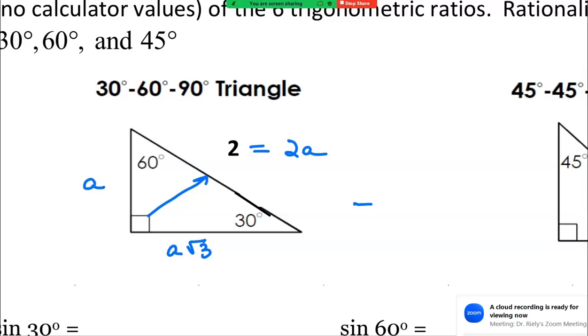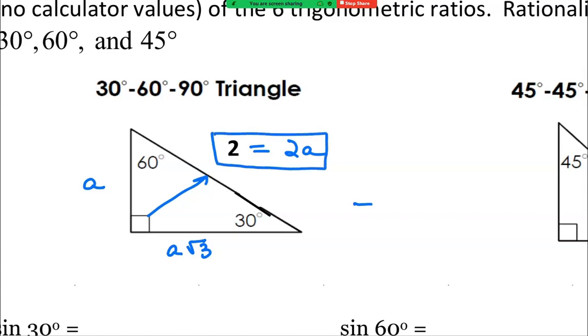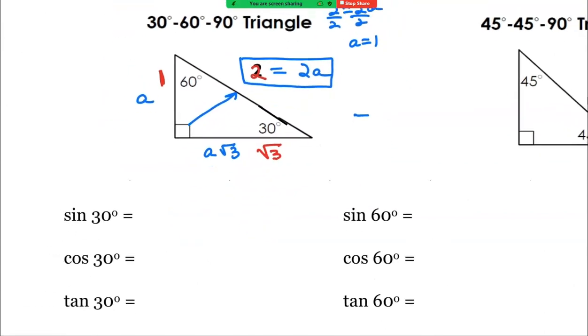Now you've got to do some math here in order to get the other sides because I have been given this one. So notice, here's an equation. If I know that 2 equals 2A, what does A equal? Looks like A equals 1. So that means this side's going to be 1, and this side's going to be 1 root 3, or just root 3, and this side was always 2. Now I have the side values I need.